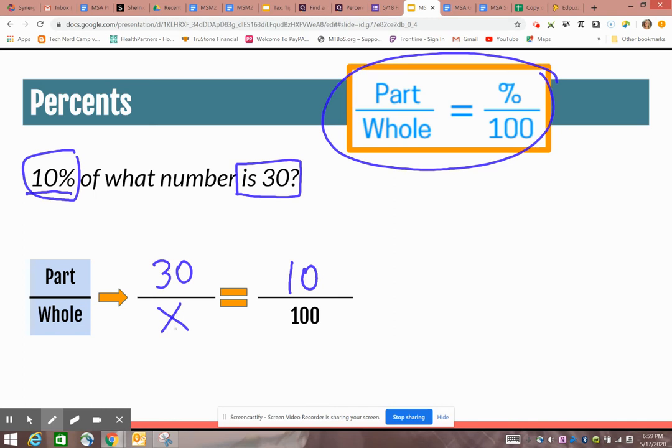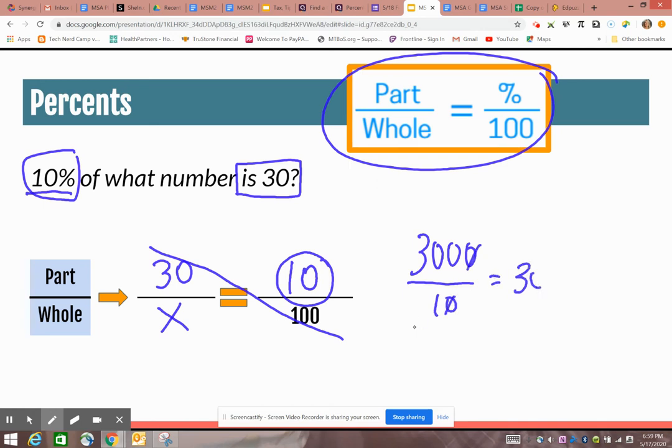So using my proportion, I'm going to cross multiply. So I'm going to take 30 times 100, which gives me 3,000. So 3,000, and I'm going to divide by 100. So on my calculator, actually I don't even need a calculator for this one. I can see that my solution, or my whole, is 300. So 10% of 300 is 30. And as you can see, these two ratios are the same. 10 over 100, 30 over 300. They check, they are true.